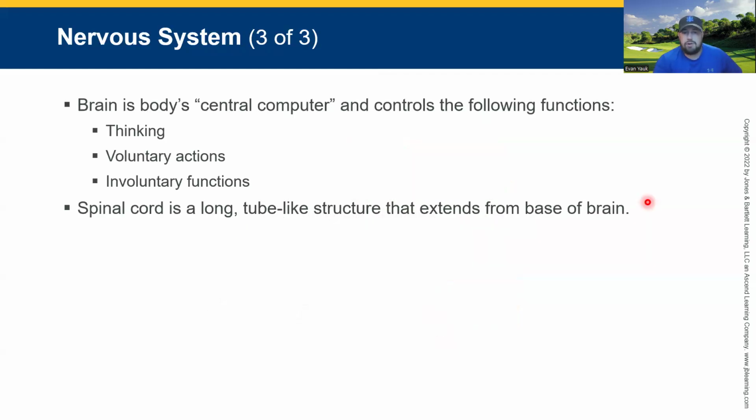The brain is the body's central computer and controls the following functions: thinking, voluntary actions, and involuntary actions. We shouldn't have to think to breathe if we're healthy. That's the best one I can use as an involuntary function. It happens by itself. I blink. I don't try. Voluntary action is when I have to think about something to do it. I want to reach out and grab my microphone and knock my phone over. I want to reach out and grab my cup. I'm thinking about it and I'm making it happen.